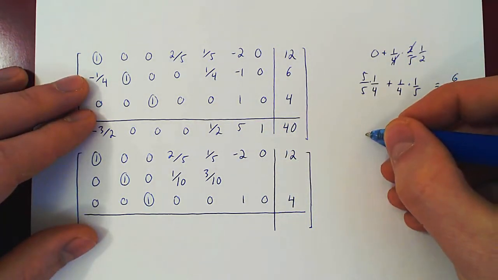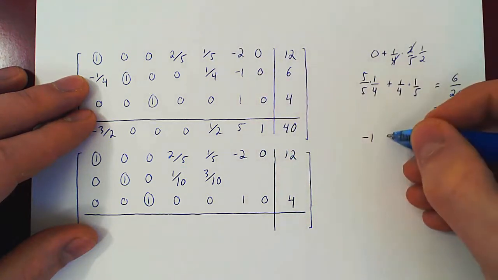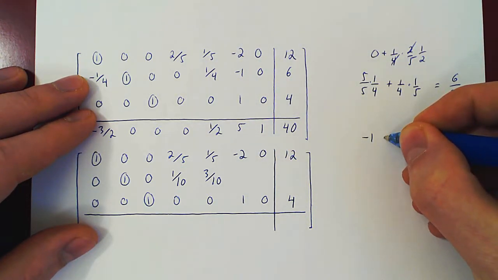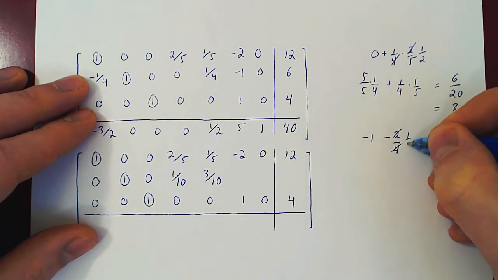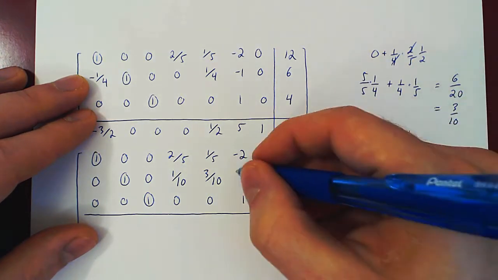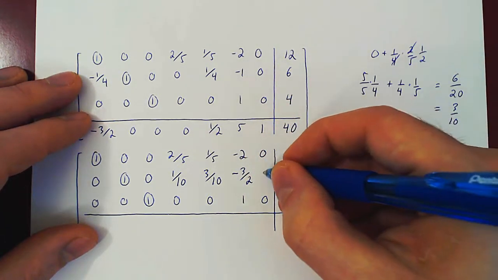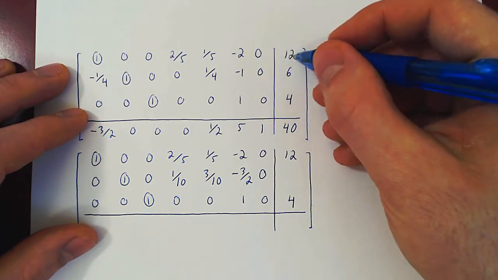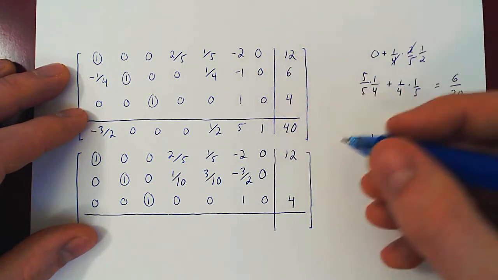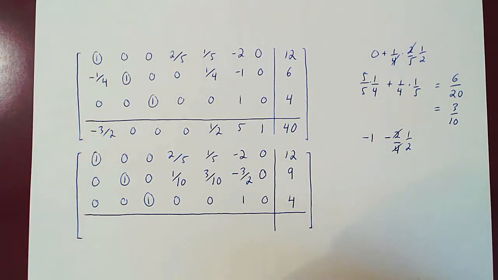-1 plus 1/4 times -2 is -1/2, minus 1, -3/2. 0 plus 1/4 times 0 is 0 plus 0 is 0. 6 plus 1/4 times 12. Quarter times 12 is 3, plus 6 is 9. Alright, so one operation done.